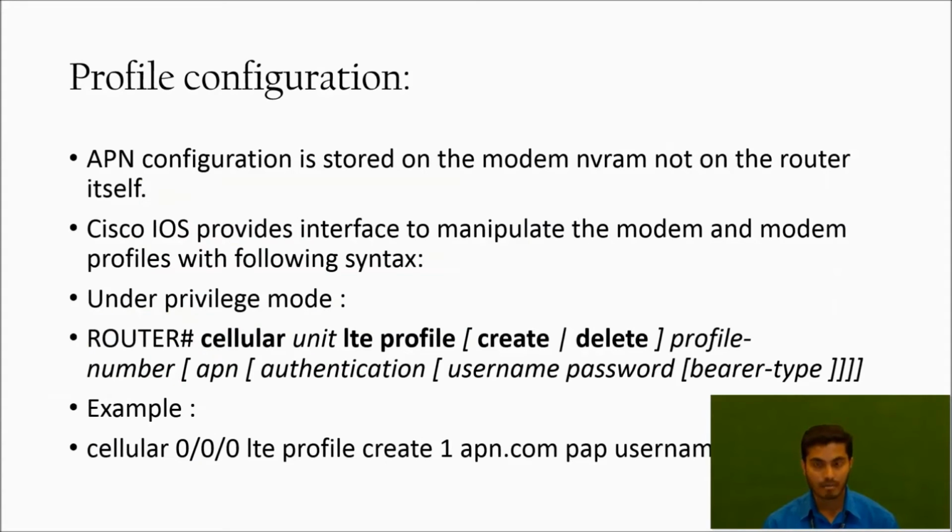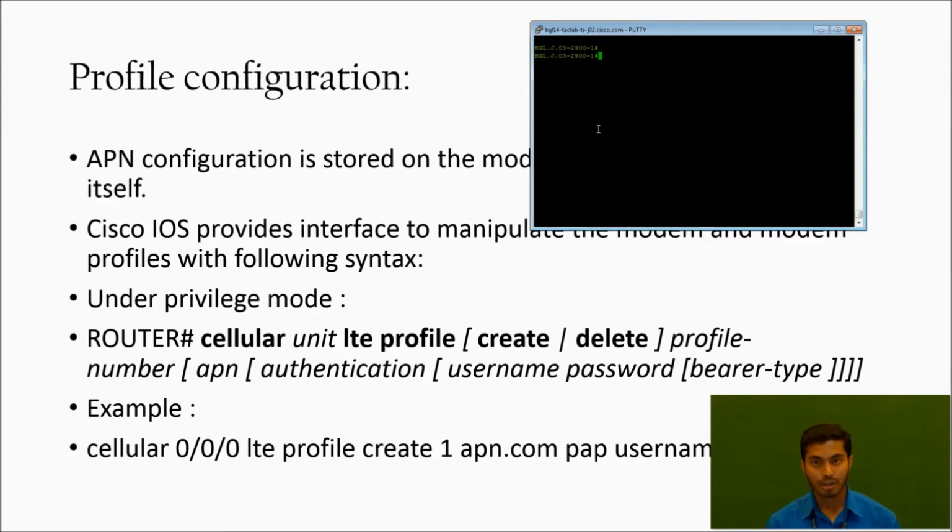Next in line is the profile configuration. The access point name configuration is stored on the modem NVRAM and not on the router itself. In most cases, you do not have to make this configuration. If the SIM card is provisioned for data, then it comes by default. There will be a default APN name by the service provider. However, we do have an option to change any parameters supplied by the service provider, for example, the username for the access point name and the password. We do have an option to change that under the following circumstances.